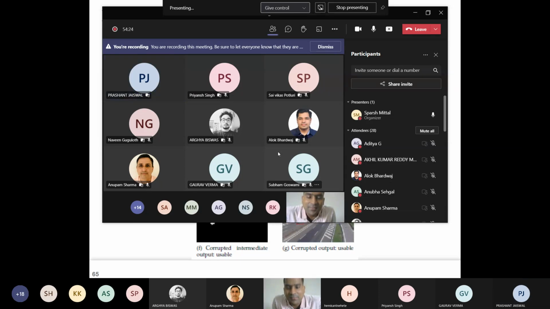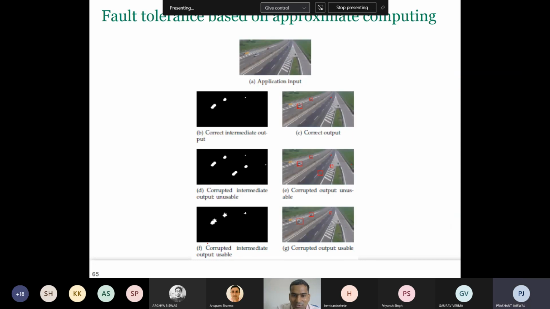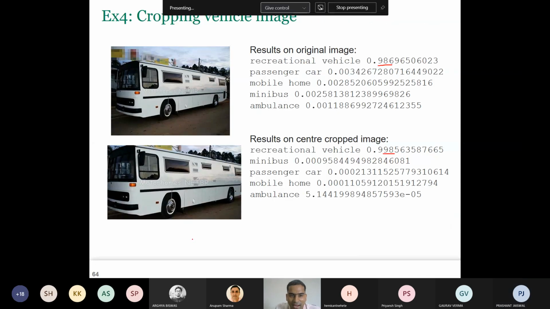Sir, how are we getting the increased accuracy, sir? Yeah, so that is good. See here, at least in these cases, we have purposefully not cropped the useful pixels. We have just cropped unimportant pixels or useless, distracting pixels. Actually, it's not accuracy. It is actually confidence.